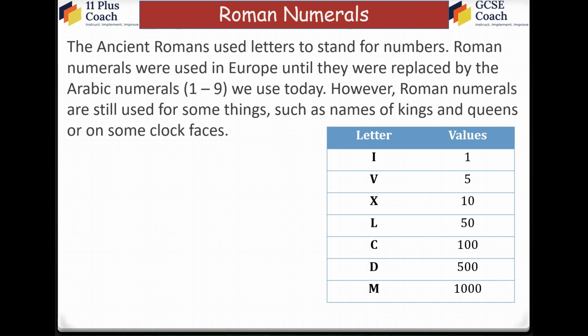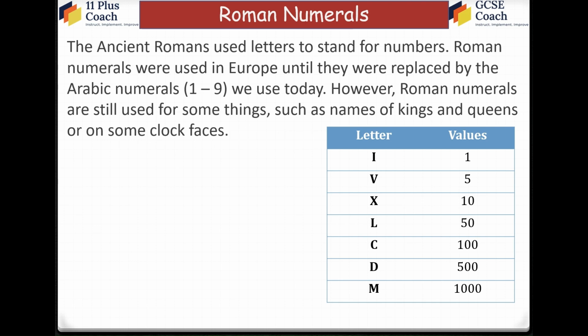However, Roman numerals are still around. You see them on clock faces, for example. So the analog clocks with the hands going around the clock face, some of them still have the Roman numerals on them. Sometimes the kings and queens of England have Roman numerals after their names. For example, Elizabeth the second will have Elizabeth and II after her name, and so on.